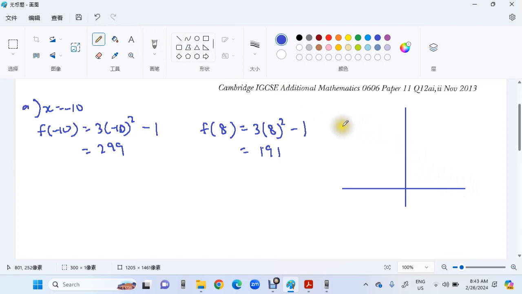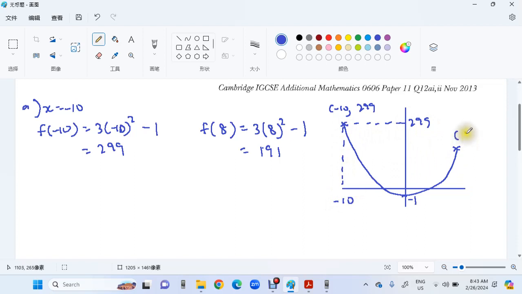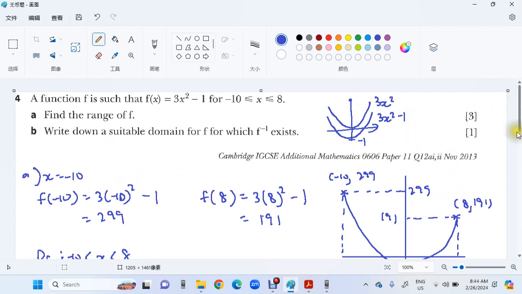So we will have something like this. This is negative 1. Then this one is negative 10, 299. So this is 299 and this is negative 10. And we have 8, 191, so 8 and 191 here. So the domain for the function is x between negative 10 and 8 inclusive.